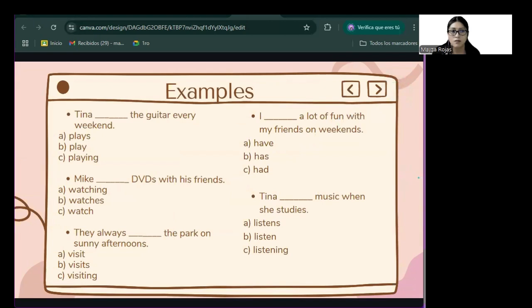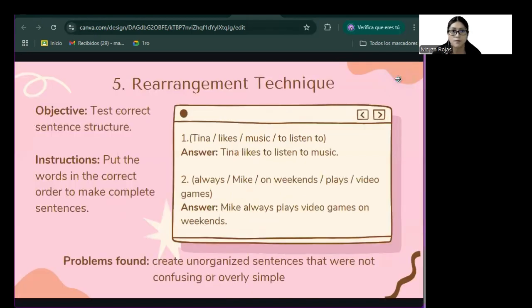And here I add more examples with different alternatives, but with the same structure. And finally, the re-engagement. This technique helps students to practice sentence structure. So this ensures that they understand word order in English. They have to put the correct words in the correct order to make complete sentences, as in the example here.